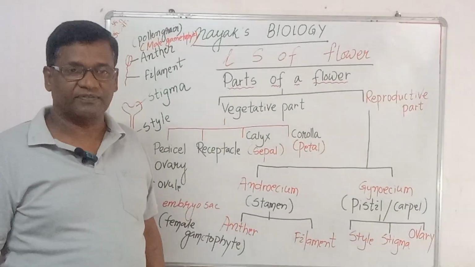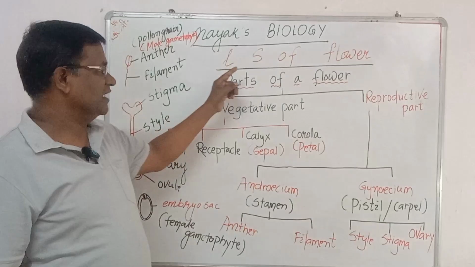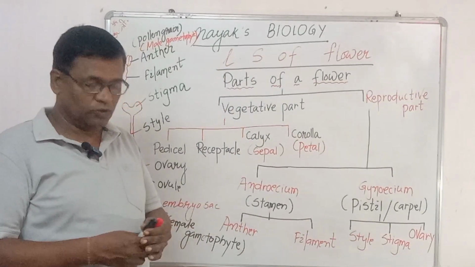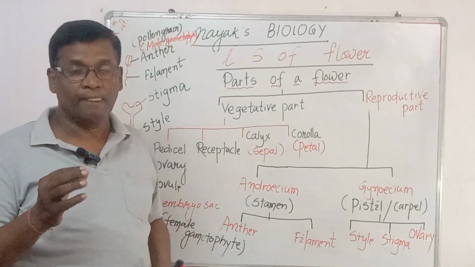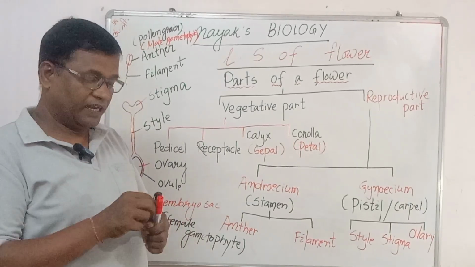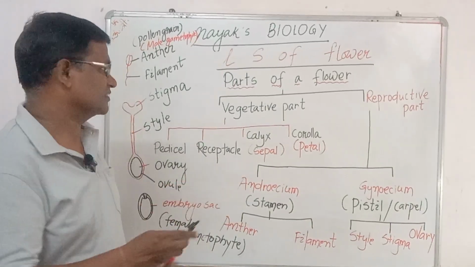Today we are going to discuss a tenth class concept, which is very important for the CBSE exam. That is the LS of flower. Before that, we have to be very familiar with the parts of the flower. Now let's start with the parts of the flower.